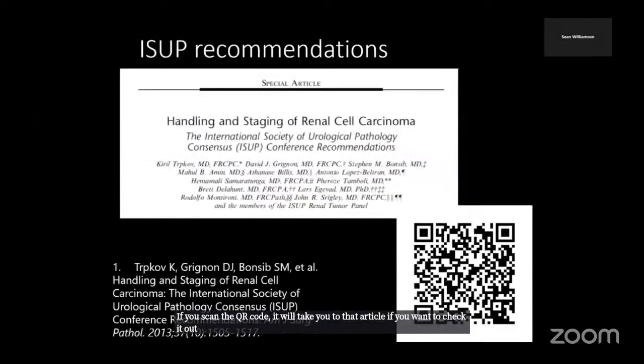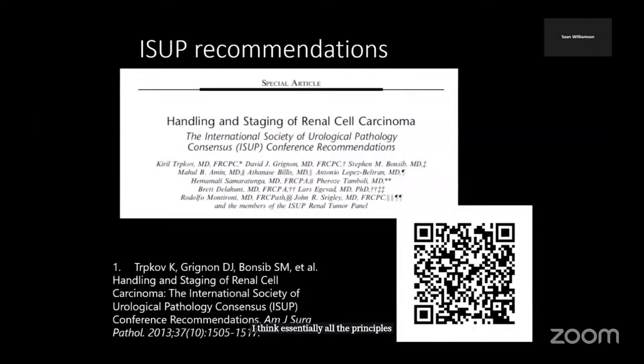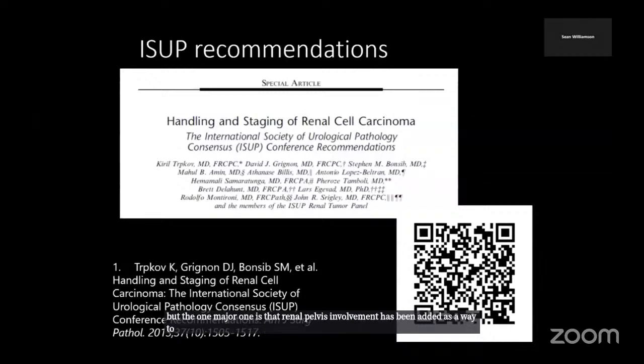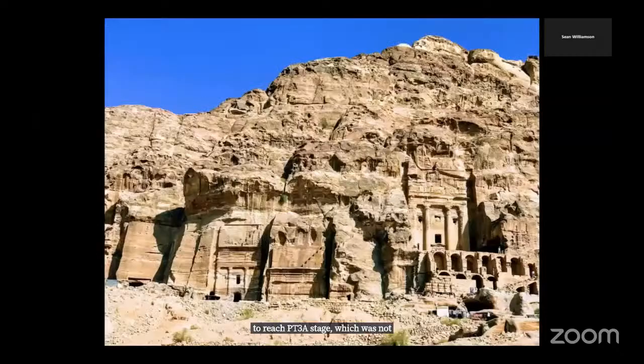And then secondly, I've already alluded to the ISUP consensus on handling and staging of renal cell carcinoma, which is now over 10 years old, but I think essentially all the principles remain basically the same in current practice. The only major change to the staging, I think, since then, well, we'll talk about a couple of minor changes, but the one major one is that renal pelvis involvement has been added as a way to reach pT3a stage, which was not addressed in prior staging.